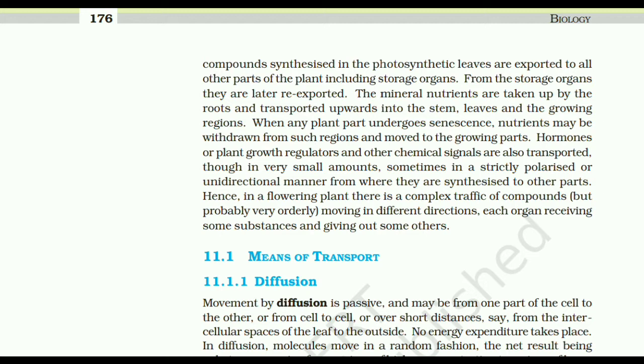Hormones or plant growth regulators and other chemical signals are also to be transported, though in very small amounts, sometimes in a strictly polarized or unidirectional manner from where they are synthesized to other parts. Hence, in a flowering plant, there is a complex traffic of compounds moving in different directions, each organ receiving some substances and giving out some others.